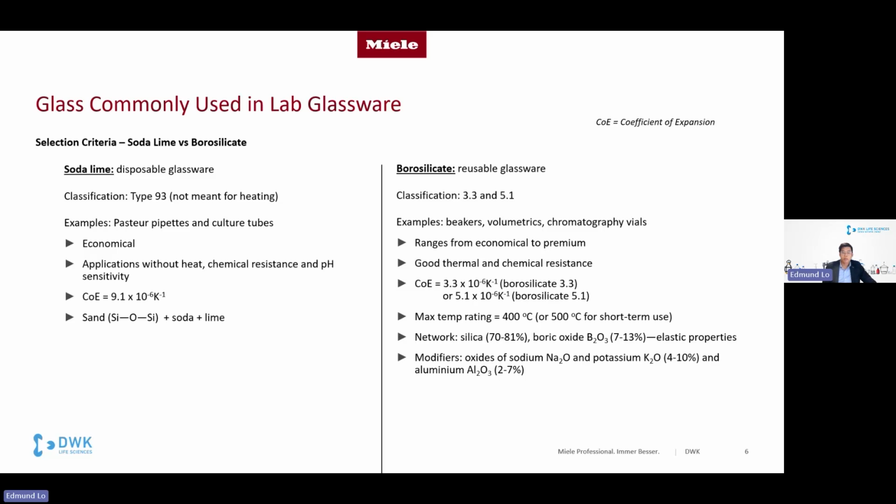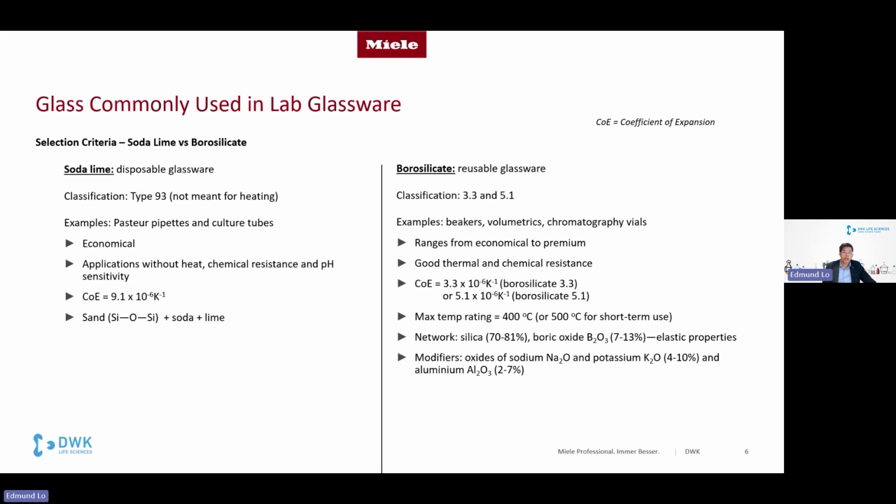There are two main types of glass commonly used in laboratory glassware. On the left-hand side of the slide, you see soda lime glass. This type is typically used for disposable items like Pasteur pipettes and culture tubes. Its applications generally do not involve heat and don't require high chemical resistance. The composition of soda lime glass is relatively simple, consisting of sand, soda, and lime.